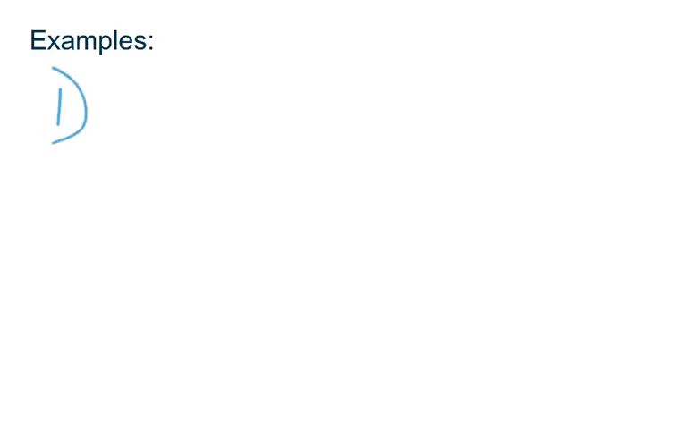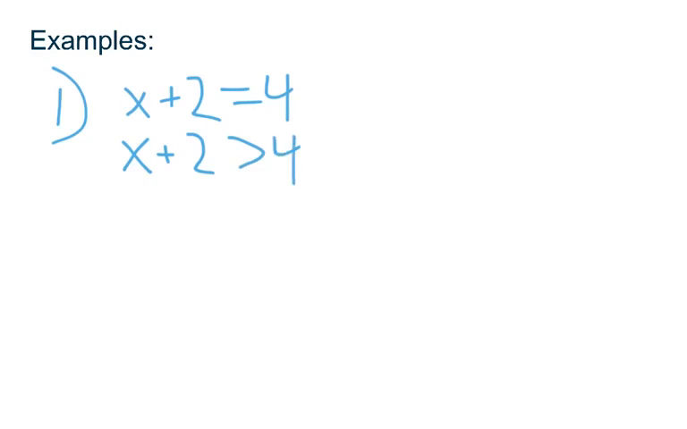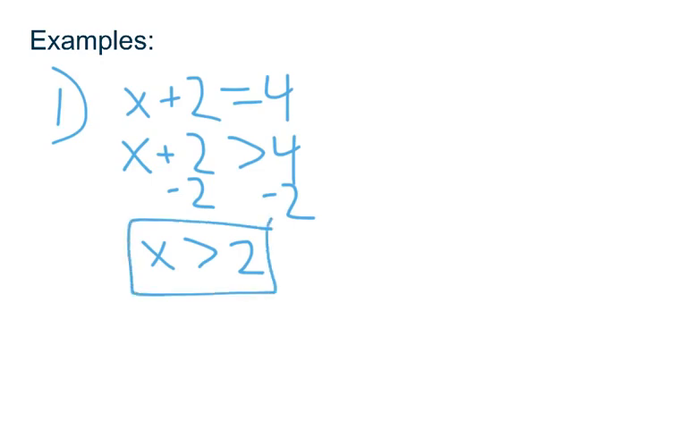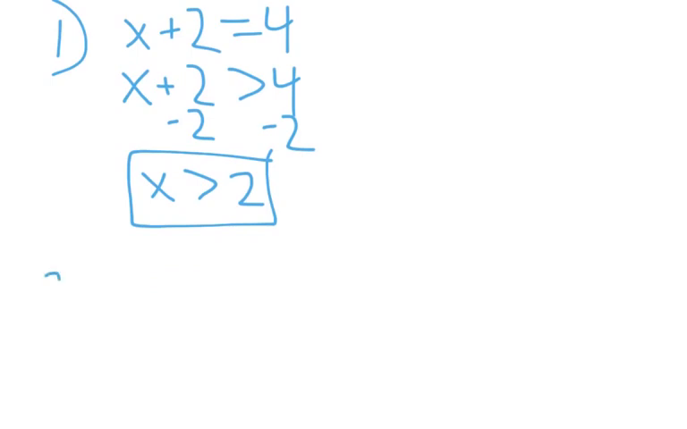So for example, let's say we had something like x plus 2 is equal to 4. Well, now if we had x plus 2 is greater than 4, we're going to use the same mechanisms, the same idea. We would subtract 2 from both sides, and our answer is x is greater than 2.